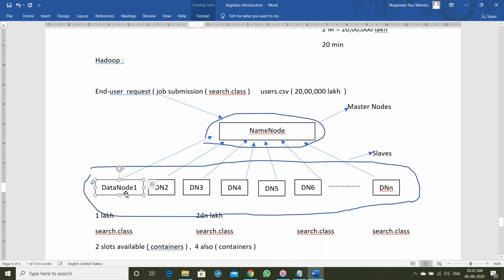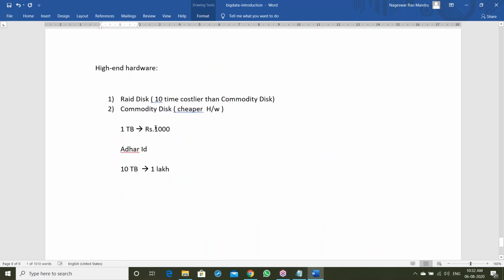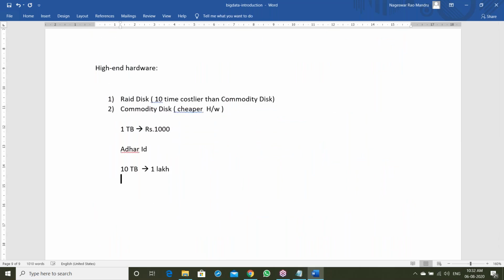Because of commodity disk, cheaper hardware, there is loss of total data, right? In that case, what's the solution from Hadoop? How is it possible to use commodity disk in Hadoop? Let us see this. In Hadoop, they have the concept of replication factor.